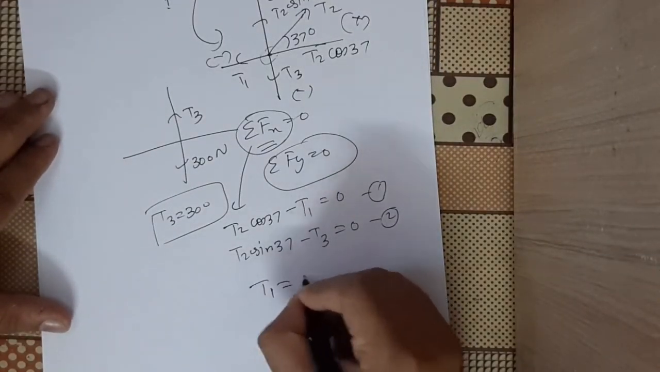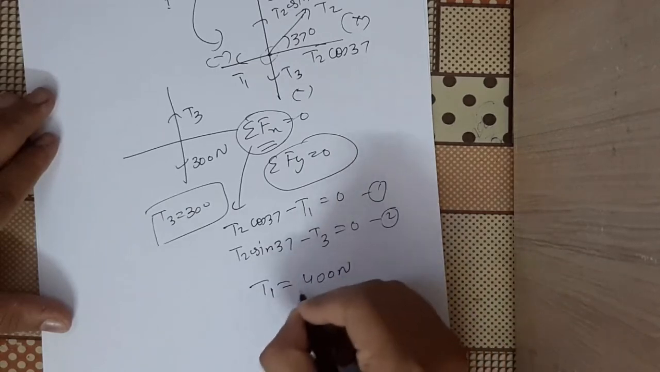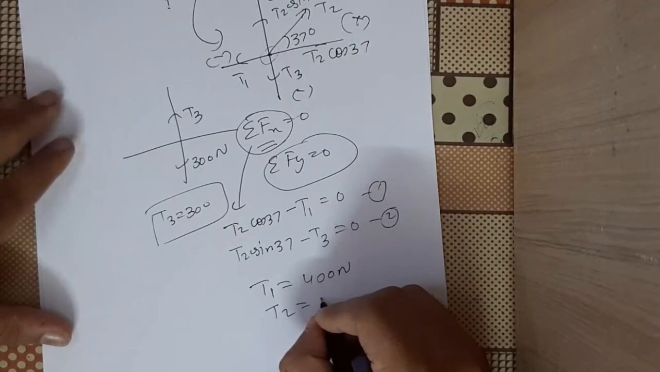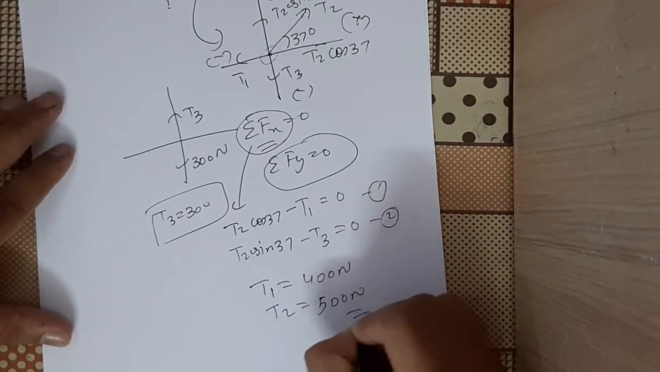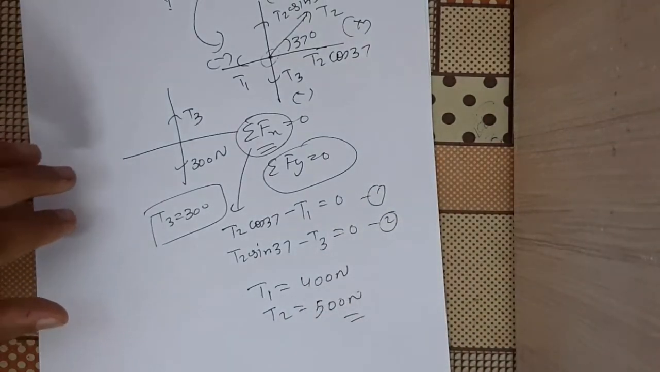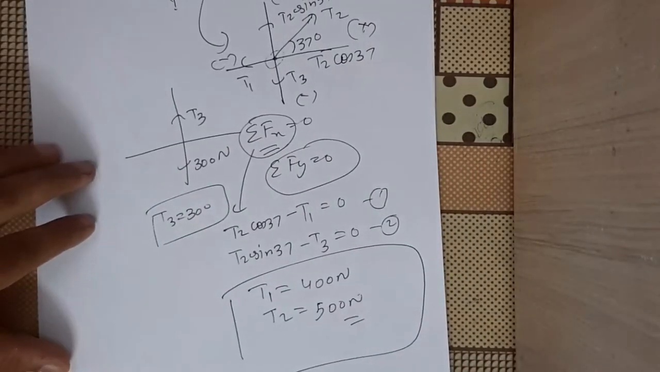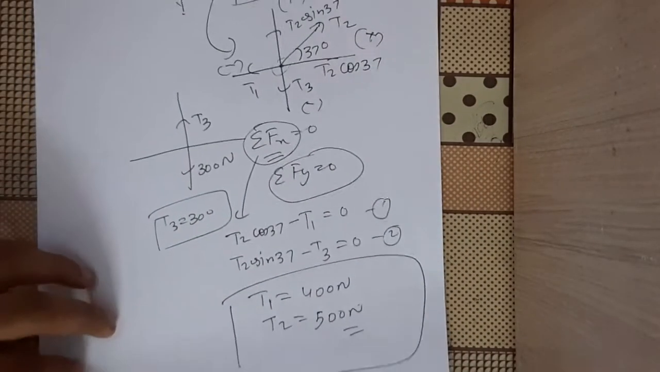T1 will be equal to 400 Newton, and T2 should be equal to, I think, 500 Newton. Yes, 500 Newton. T2 will be equal to 500 Newton, T1 will be equal to 400 Newton, and T3 is already 300 Newton. So I think that is good enough for this problem. We can move on to the next problem.